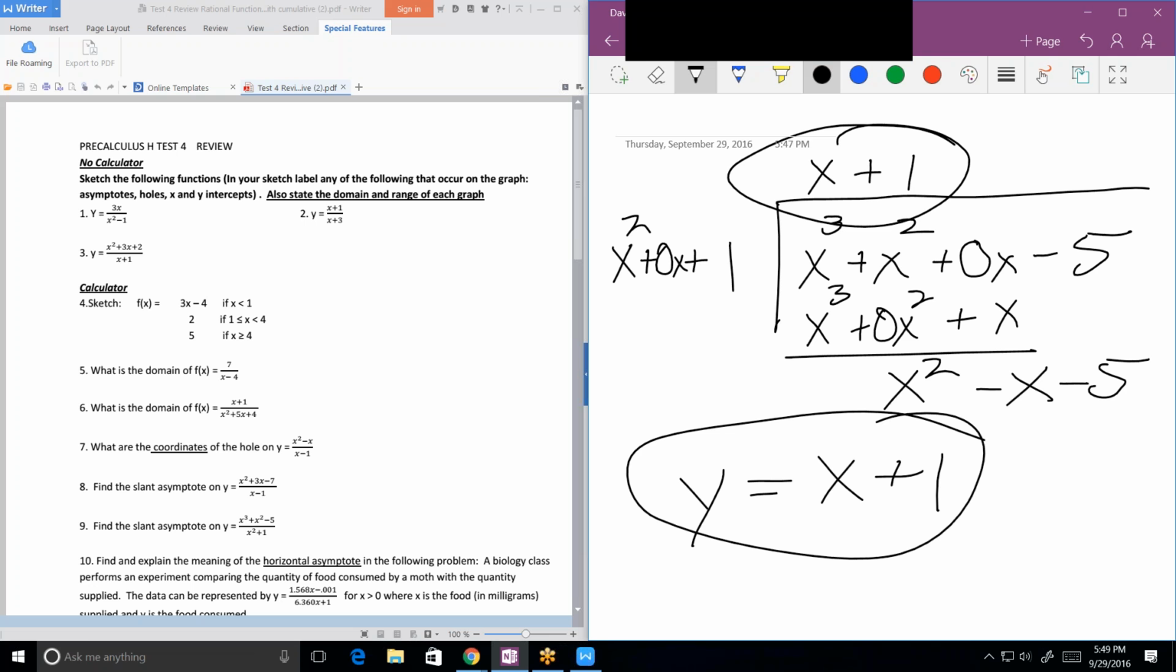We're done. The only thing different about that problem was we had to put in dummy variables into both the divisor and the dividend. And you always have to allow for every power of x. In other words, if my original function was x to the fourth plus 1, well then I need x to the fourth plus 0x to the third plus 0x squared plus 0x plus 1. You see what I'm saying? Okay.